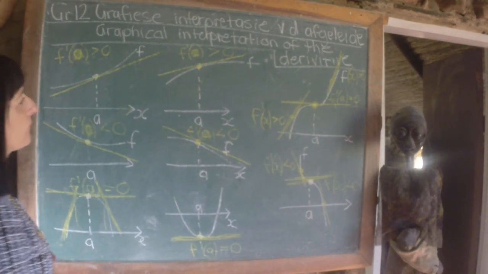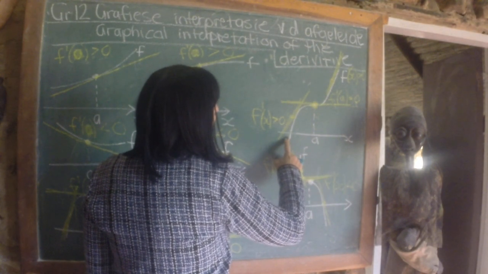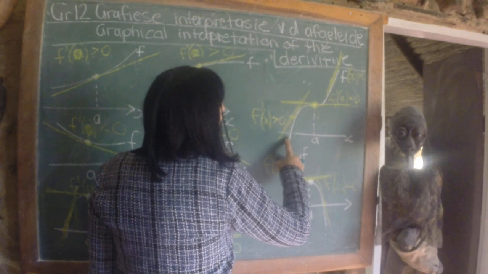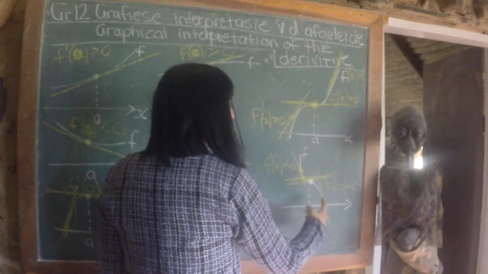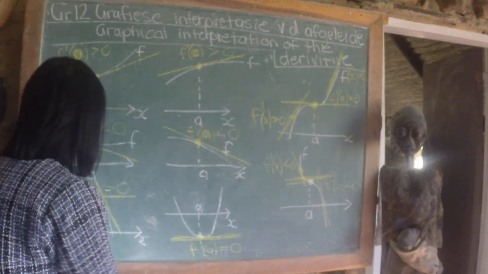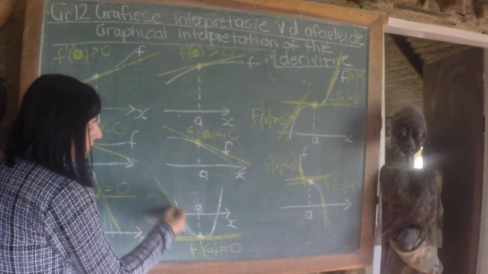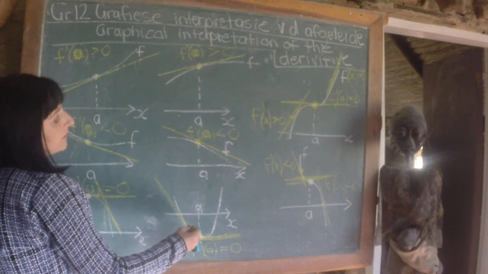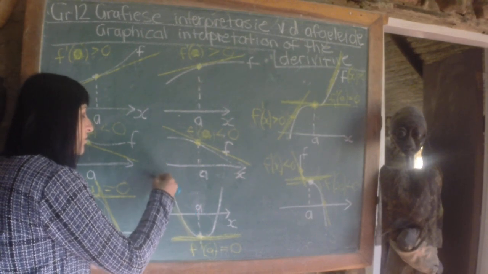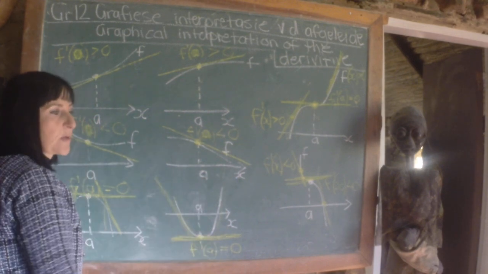That's a point of inflection. It's not a turning point because this function is ascending, descending. So hierdie is nie 'n draaipunt nie. But in this case, it's a turning point because now the function is, according to my derivative, the derivative is now smaller than 0, so the function is descending, and here it's ascending. So that must be a turning point.